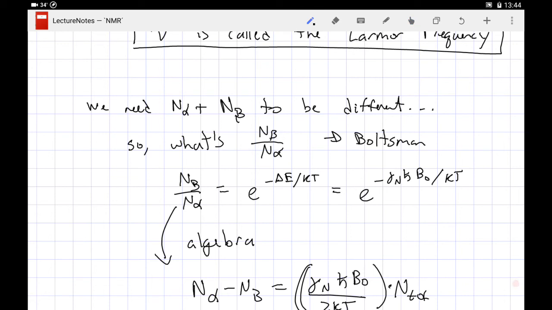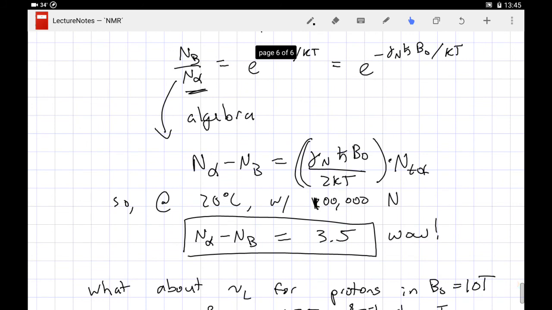If we find the ratio of the two, well, that's Boltzmann, right? So that ratio from Boltzmann is equal to e to the minus delta E over kT. We know delta E. We had found that before. It's minus gamma h bar B naught. Now, we're not going to go through it here. It's in your book if you want to look at it, but just some algebra and approximation gets us from this ratio to the difference. The difference between alpha and beta states, n, where n is the number of them, is gamma h bar B naught over 2kT times the total number of molecules that you have.